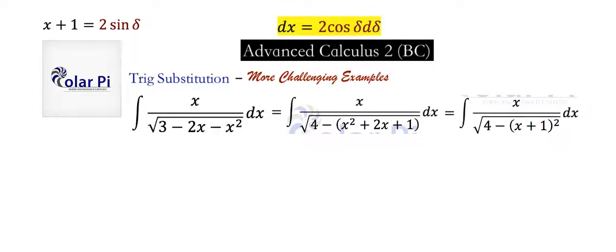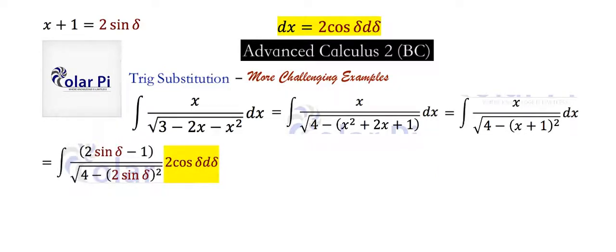Now, where to from here? Well, we need dx, and we get there by taking the derivative of this last equation on both sides. If x plus 1 is equal to 2 sine delta, then clearly dx will have to be 2 cosine delta d delta. Then we're ready to rewrite our original integral using these trigonometric substitutions, and it's going to look like this. The only thing I need to explain is this quantity 2 sine delta minus 1 in place of x, and even that doesn't require much explanation, because our substitution is x plus 1 equal to 2 sine delta, so x will have to be 2 sine delta minus 1.